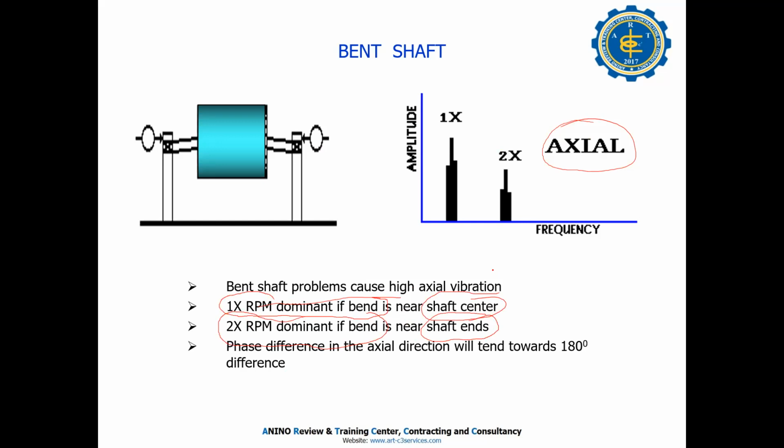If you encounter this spectrum one time or two times, then after shutdown you talk to maintenance to make a run out of the shaft. Do you know this, the run out of the shaft?